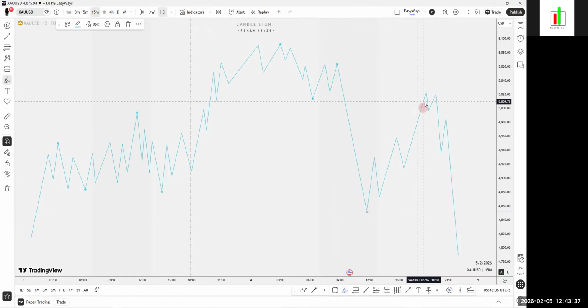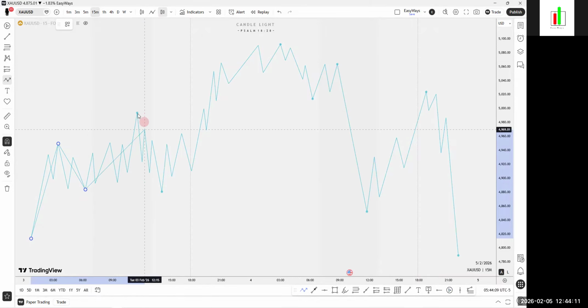Most of these are relatively equal there. We have a low here, a high there, then a low over there. So this is what we have, right? And this gives us our swing structure, which is what we want to work with.